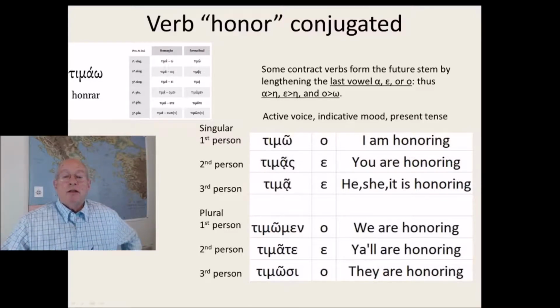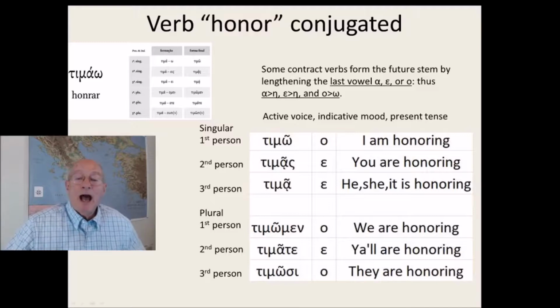So let's look at the word honor, which is an alpha contract verb, and it means I am honoring, and I'm going to do it in the active voice indicative mood, present tense first. Timo, timas, tima, timamen, timate, timosi.